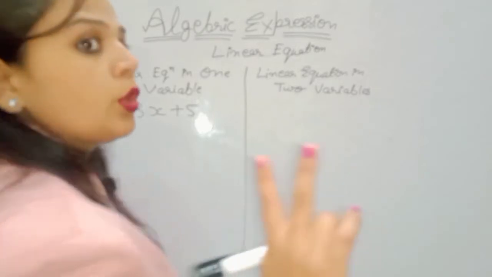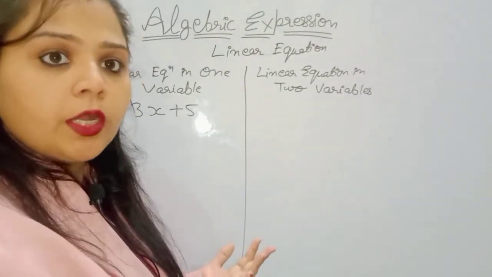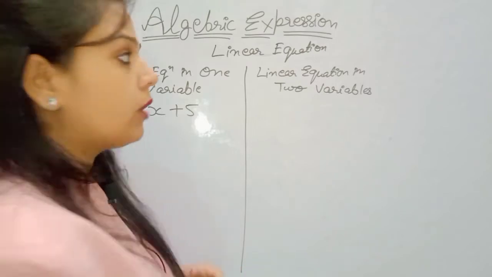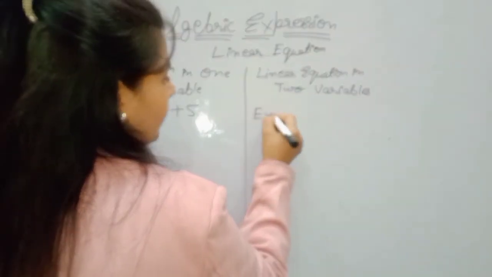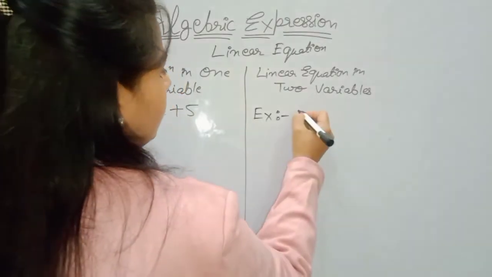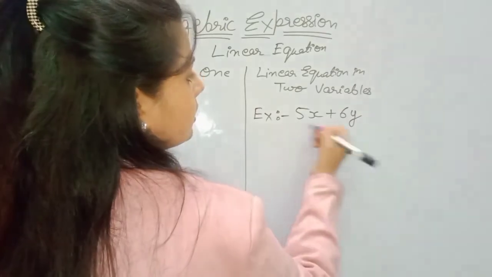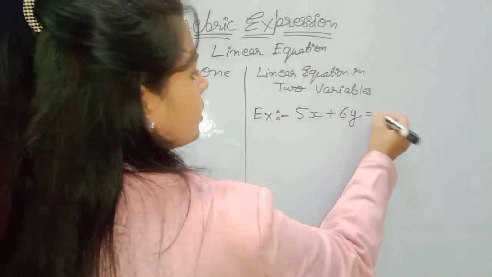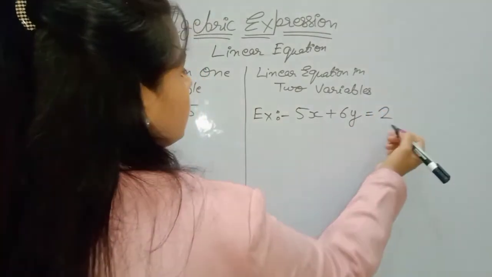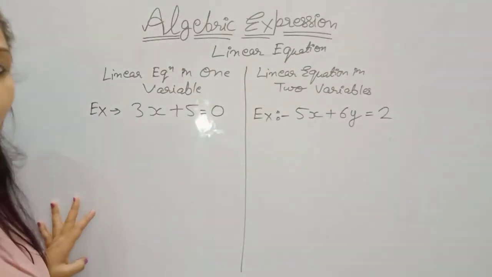Similarly, linear equation in two variable has two variables like x and y, or we can have a and b, p or q, any variables we can have. For example, we are taking x and y. But the maximum power of both the variables must be 1. Let's suppose we have 5x plus 6y is equals to 2. So this is a linear equation in two variable and this is the linear equation in one variable.